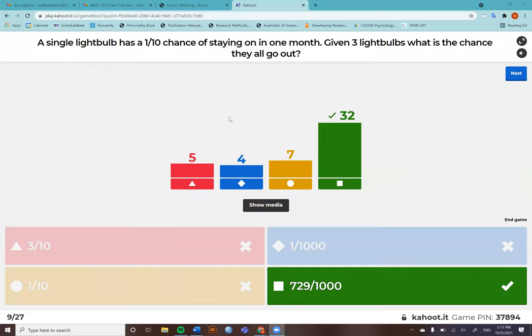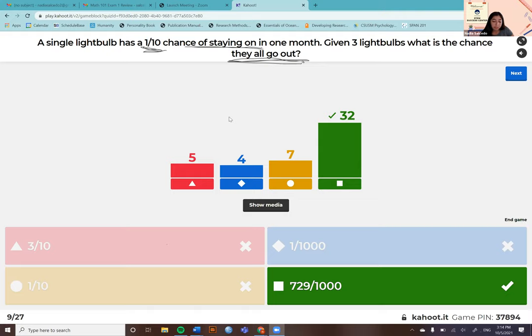Okay, so a single light bulb has a 1 in 10 chance of staying on in 1 month. Given 3 light bulbs, what is the chance they all go out? So this one is asking us, what is the chance they all go out? So that is going to be the opposite of them staying on in 1 month, right? So it gives us 1/10 of it staying on, and it's asking us, okay, now what's the opposite? So what is the chance that they all go out?